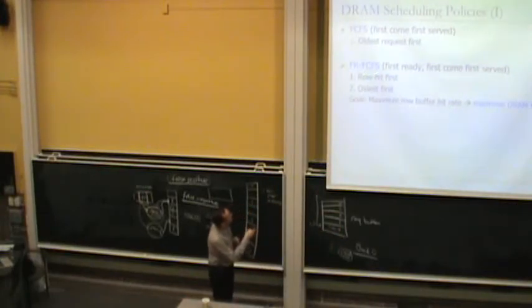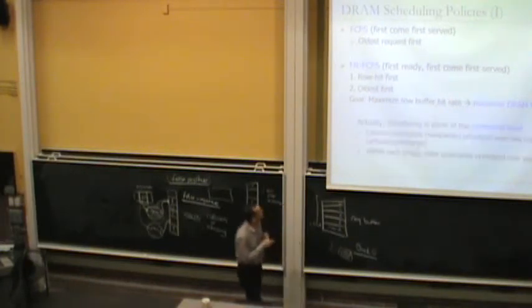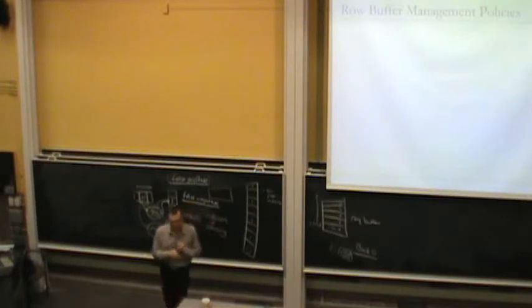And these are priority levels, if you will. The first priority level is row hit first. If nothing is row hit, then you look at the second priority level. If there are multiple row hit requests, then you still look at the second priority level. Second priority level, prioritize requests based on age. The goal is to maximize row buffer hit rates, maximize DRAM throughput, and minimize request latency, if you will. We talked about that, but I will not.